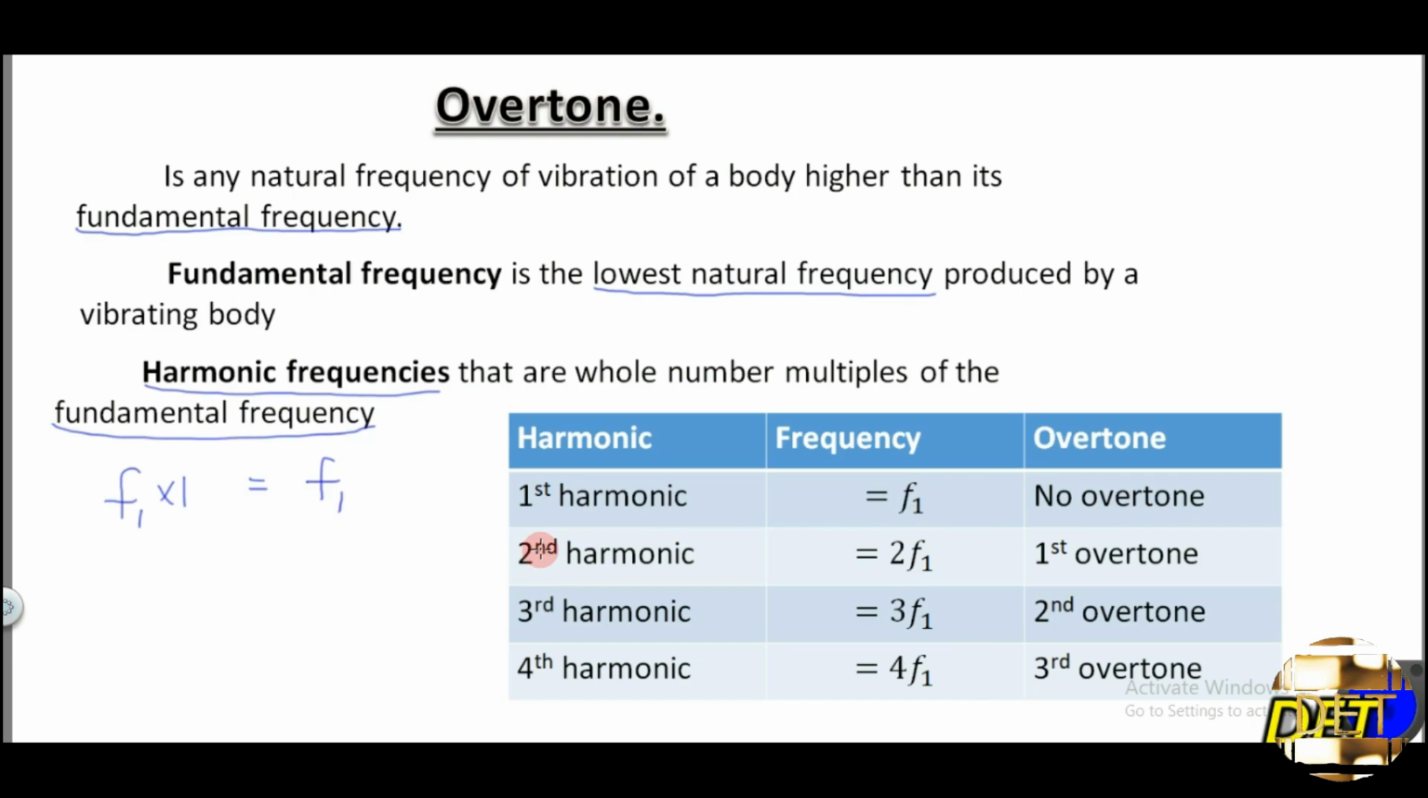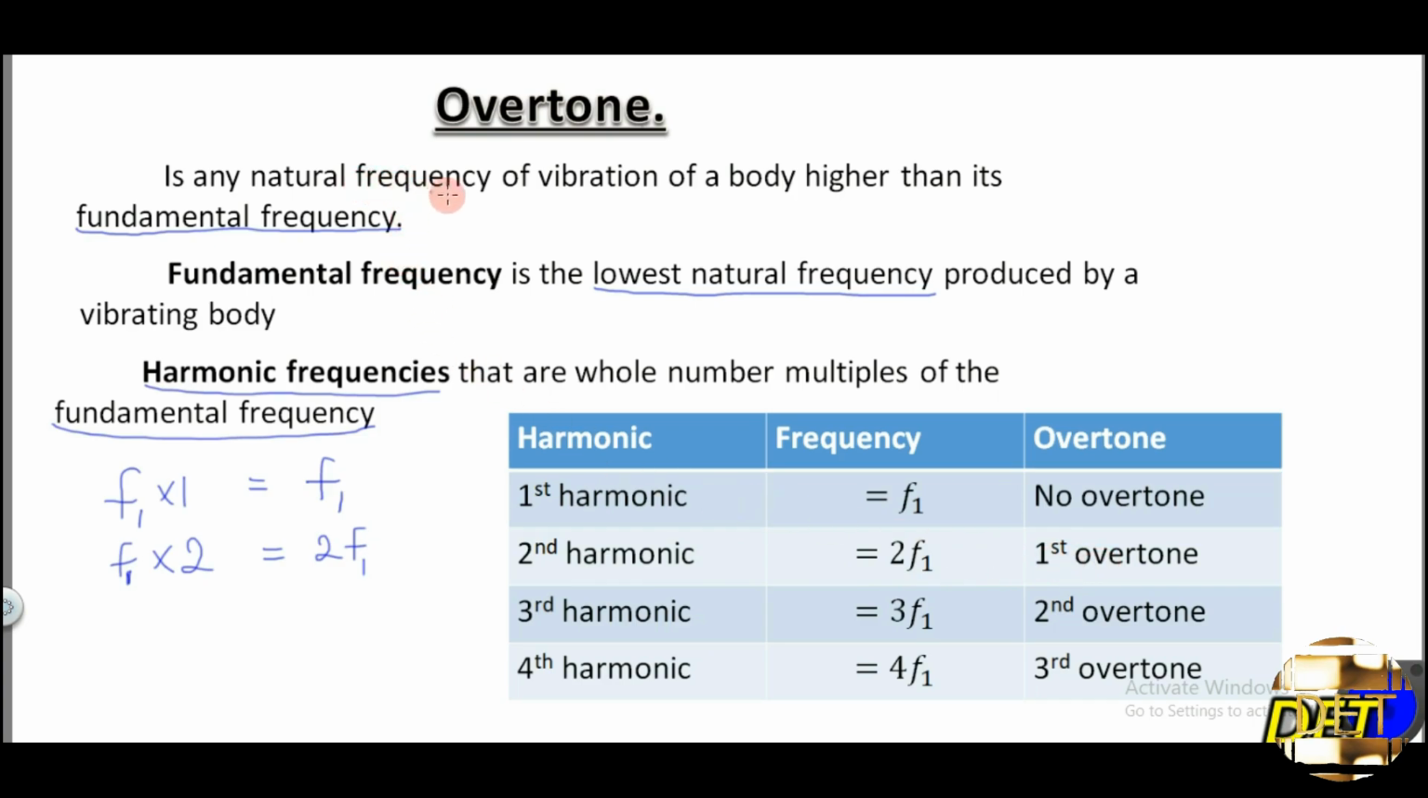The second harmonic will be the fundamental frequency times 2, which is equal to 2F1. That's 2 times the fundamental frequency. That's the second harmonic. Remember that they are whole number multiples of the fundamental frequency. So 2 times the fundamental frequency will give you the second harmonic, and that is equal to your first overtone, right?